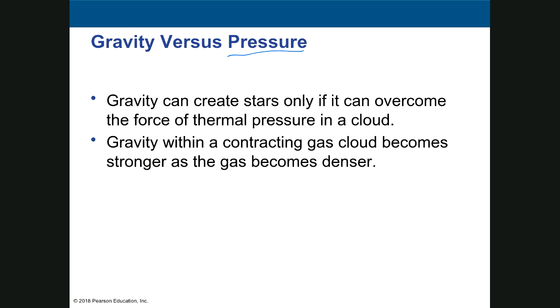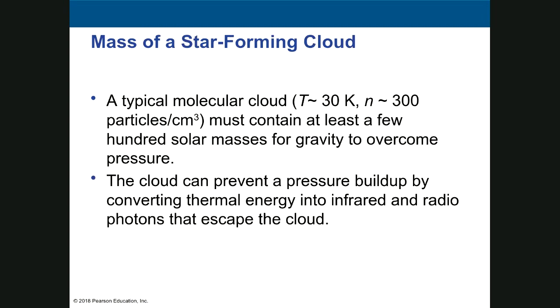So now let's get some insight into our star-forming cloud. A typical molecular cloud starts off fairly cold at about 30 Kelvin and fairly sparse, 300 particles per cubic centimeter. To give you an idea, the temperature of Earth, the planet you're on, is about 300 Kelvin. And I always like to look this up, but I never memorize it.